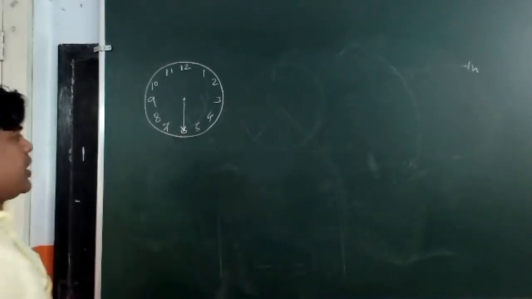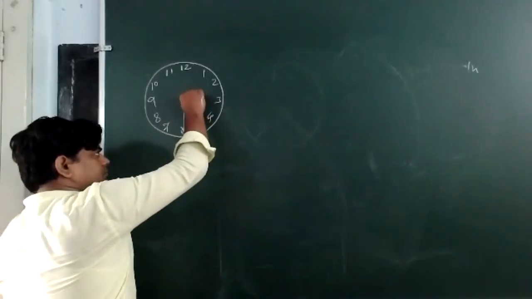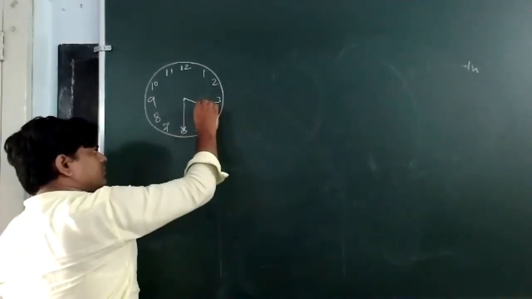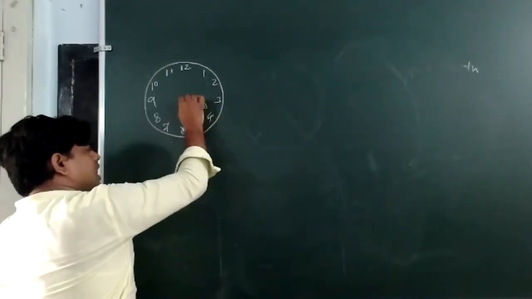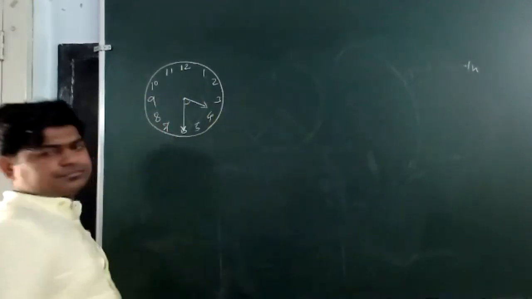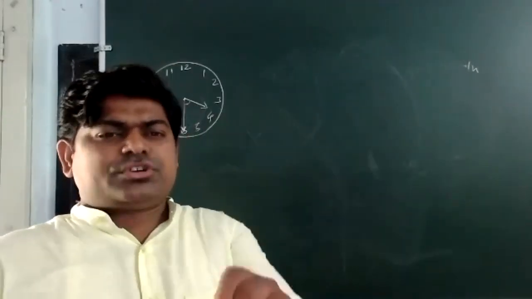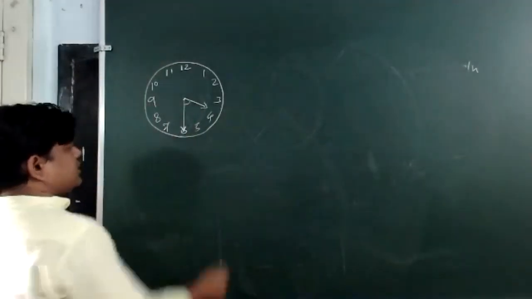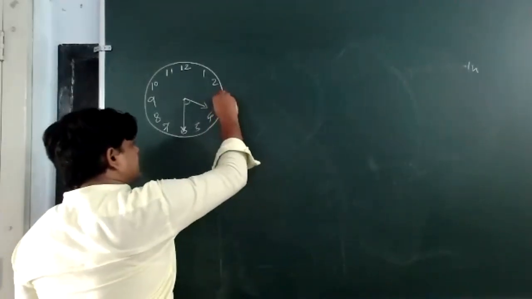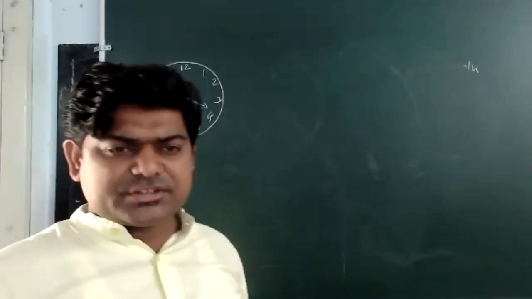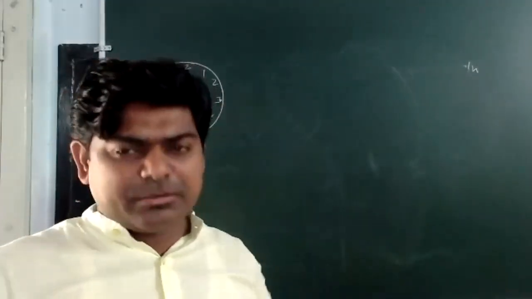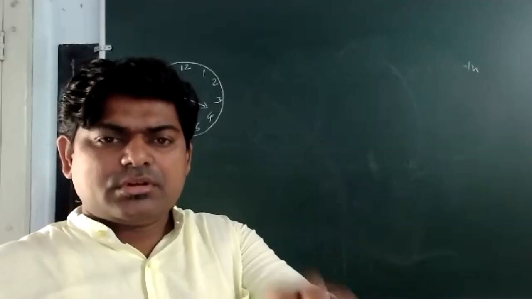And our hand will be between 3 and 4. I have to find this angle. Now tell me one thing. If I am talking about the angle between the mark 3 and 6, we can find it is 90. How it will be, that's I'll explain, don't worry.